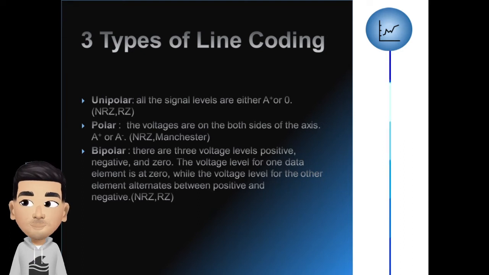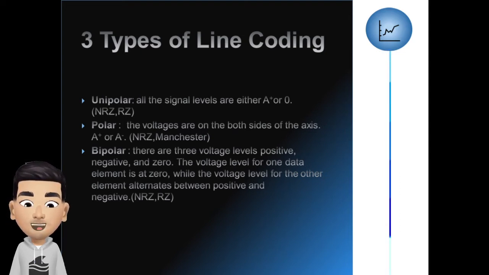Next is polar. The voltages are on both sides of the axis, A positive or A negative, which will vary in NRZ and Manchester. Next is bipolar. There are three voltage levels: positive, negative, and 0. The voltage level for one data element is at 0, while the voltage level for another element alternates between positive and negative, which will also vary in NRZ and RZ.